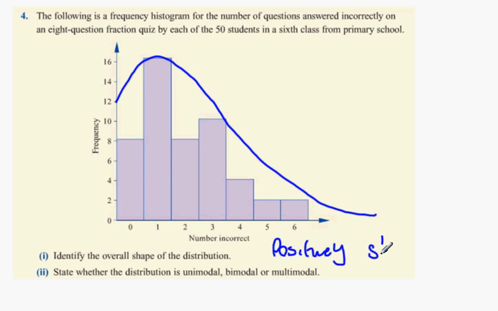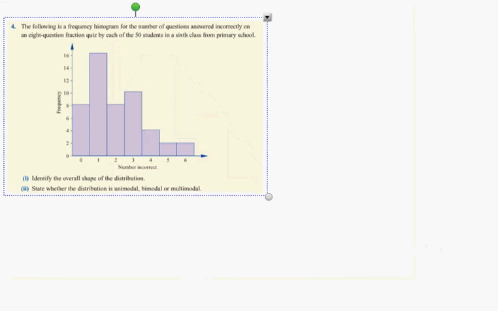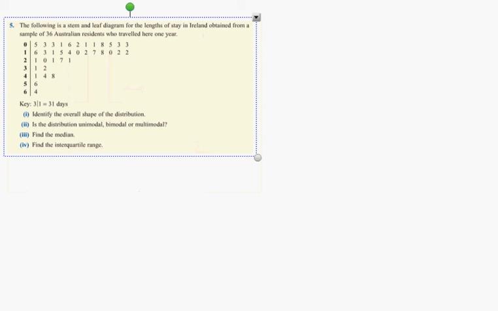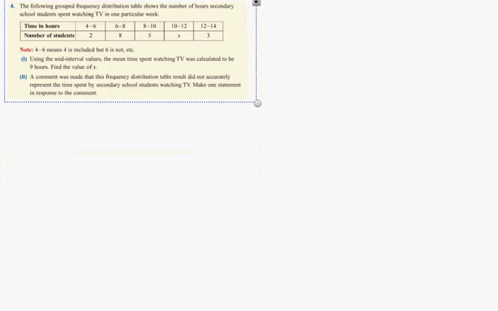And can anybody tell me, state whether the distribution is unimodal, bimodal, or multimodal? Unimodal, because it only has 1 peak. Okay, and that's basically it for that.